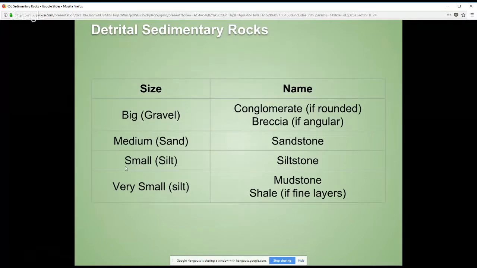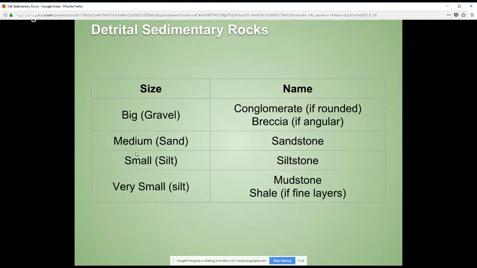We organize clastic, aka detrital rocks, by size, from biggest to smallest, the size of the clast, the size of the pre-existing pieces that they're made of. The biggest size class is gravel, larger than 2 millimeters. We call these conglomerate if the clasts are rounded, and breccia if the clasts are angular. We'll talk about those in more detail, but it all has to do with the environment of deposition.